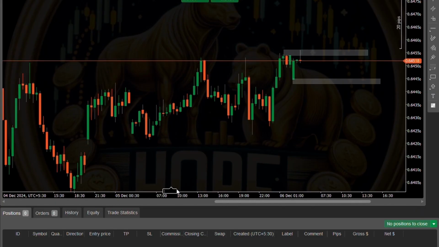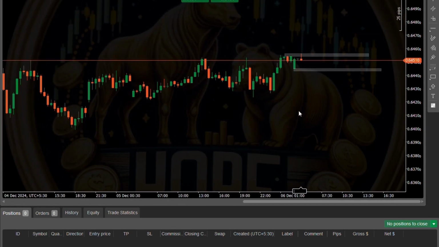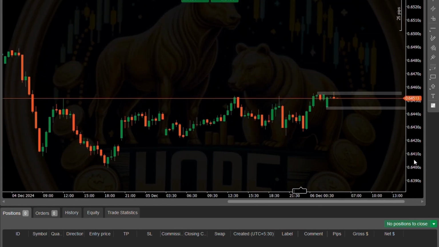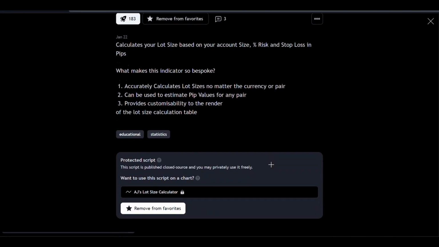Personally, I don't use this old method to calculate my lot size. So what am I using? At the beginning, I was using this AG risk calculator indicator in TradingView.